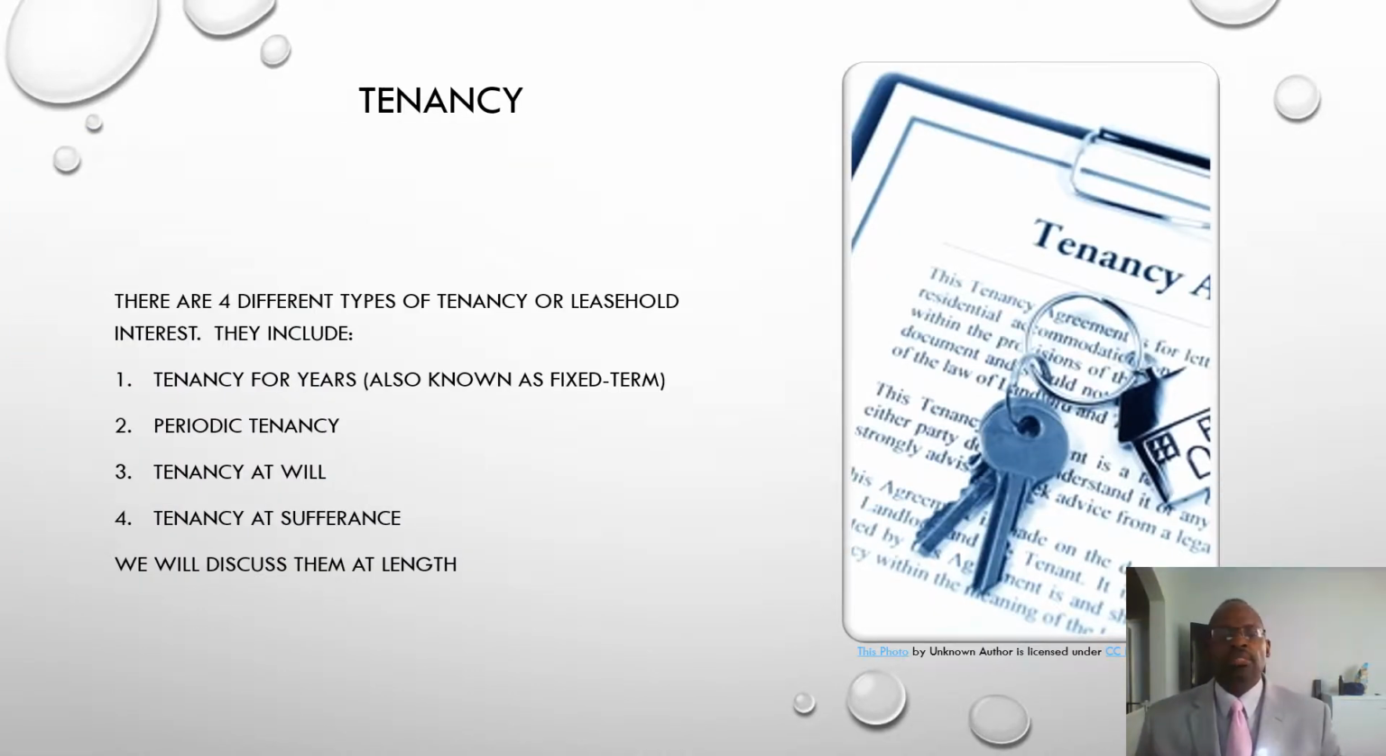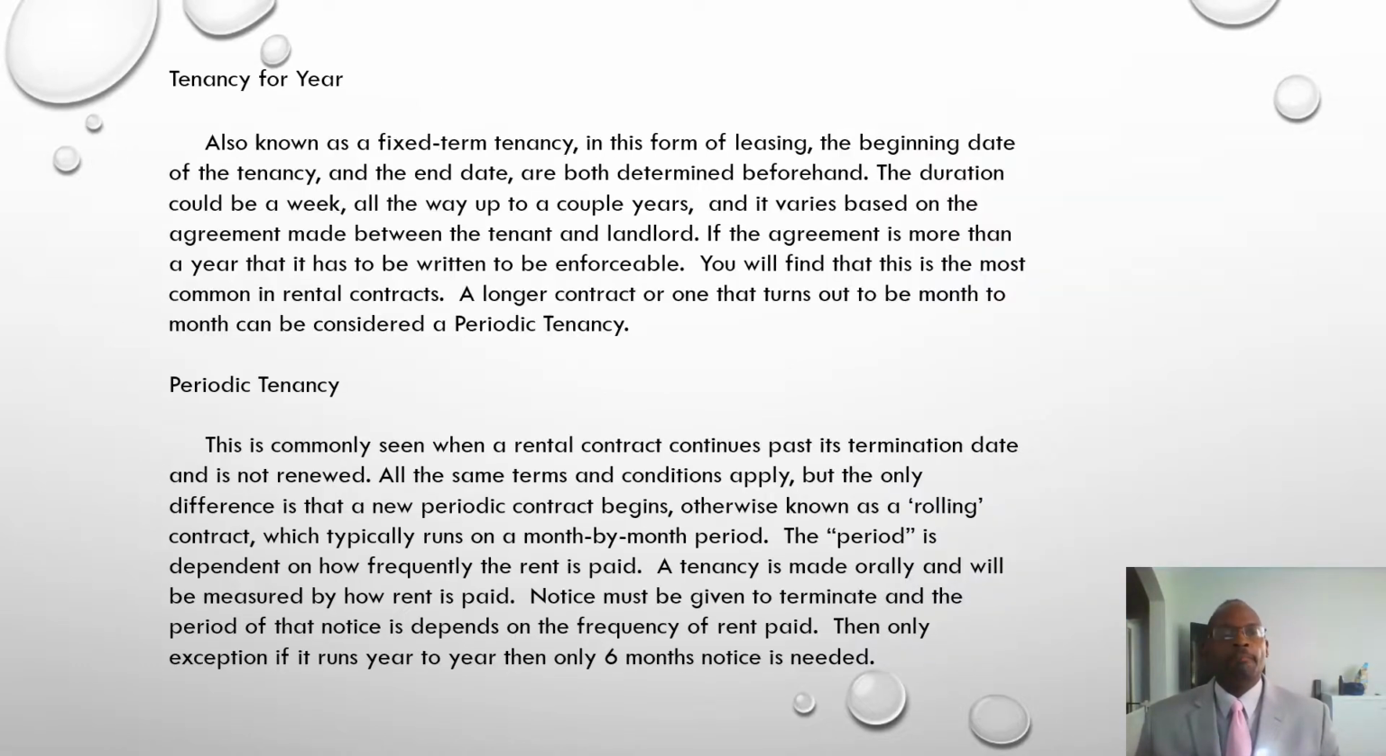We're going to get into a lot of depth. Basically, there's tenancy for years, periodic tenancy, tenancy at will, and tenancy at sufferance. Tenancy for years, of course, is known as your basic rental contract. Basically, it has a beginning date and an end date, and both are determined beforehand. The duration could be a week, could be 2 years, and it varies based upon agreement.